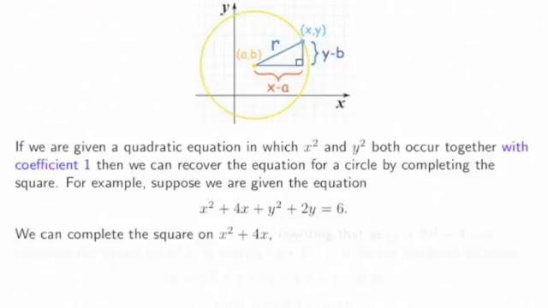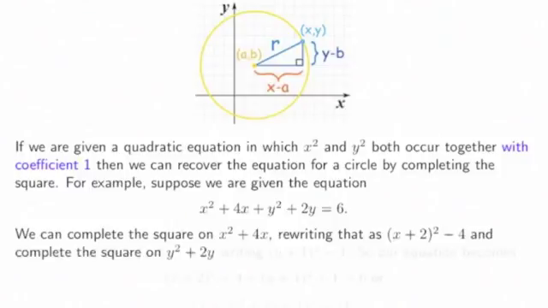We can complete the square on x squared plus 4x, rewriting that as the quantity (x plus 2) squared minus 4. And we can complete the square on y squared plus 2y, recognizing that y squared plus 2y is the beginning of (y plus 1) squared, and so it's equal to (y plus 1) all squared minus 1.